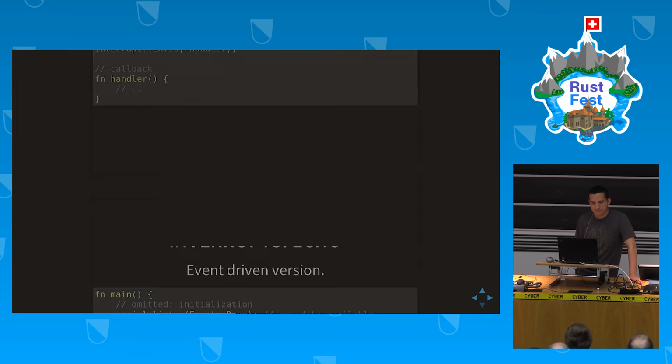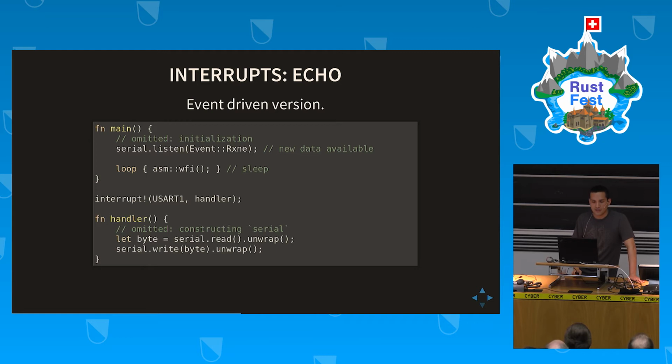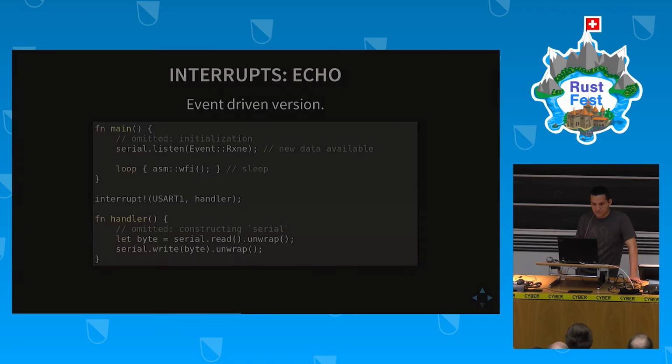We can port one of the previous examples I gave, the echo program. In this case, we can move all the logic into an interrupt handler, and we can set the interrupt to be triggered every time new data is available. There is nothing to do in the main loop since all the logic will be handled in the interrupt handler. So in the main loop, we can send the microcontroller to sleep, which saves energy. This program has no busy waiting and is more energy efficient.